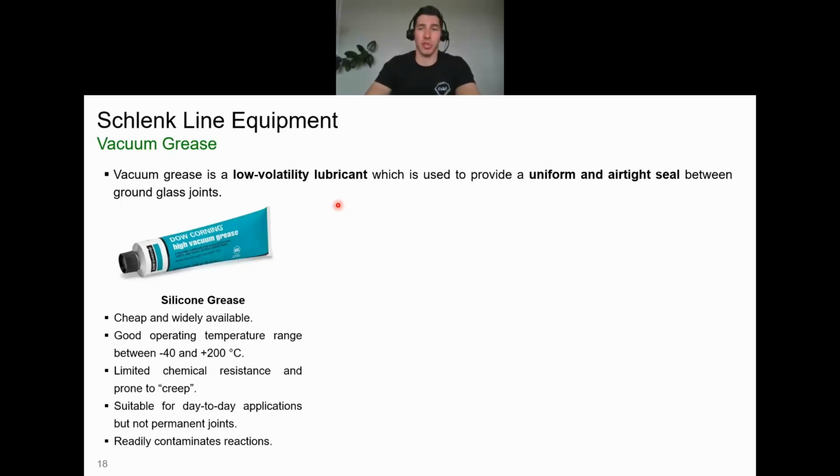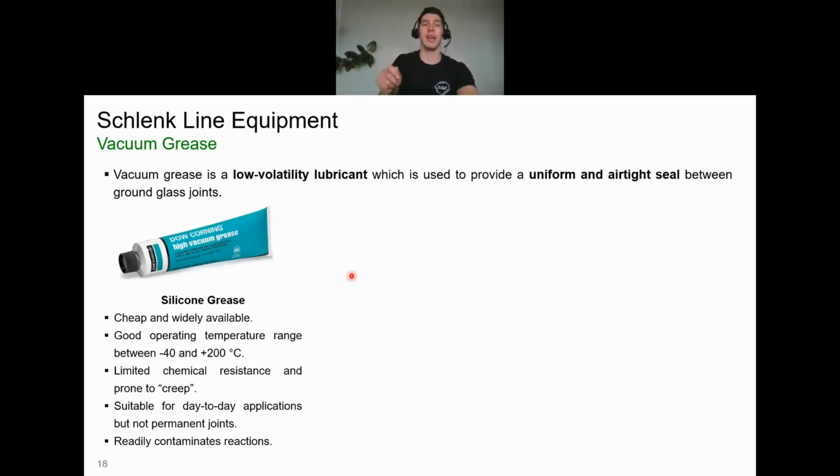Silicone grease is cheap and widely available, with a good operating temperature range. The main downside is that it has limited chemical resistance, so it's easily activated. The silicon-oxygen bonds can be cleaved, and it's prone to something called creep, which is when the liquid component starts to seep out of certain joints, and that means that it readily contaminates reactions. So probably 90% of NMR spectra that exist from publications contain some grease, because it is so difficult to remove and avoid contamination. That's not to say it's not great. It's still suitable for day-to-day applications, but not permanent joints.